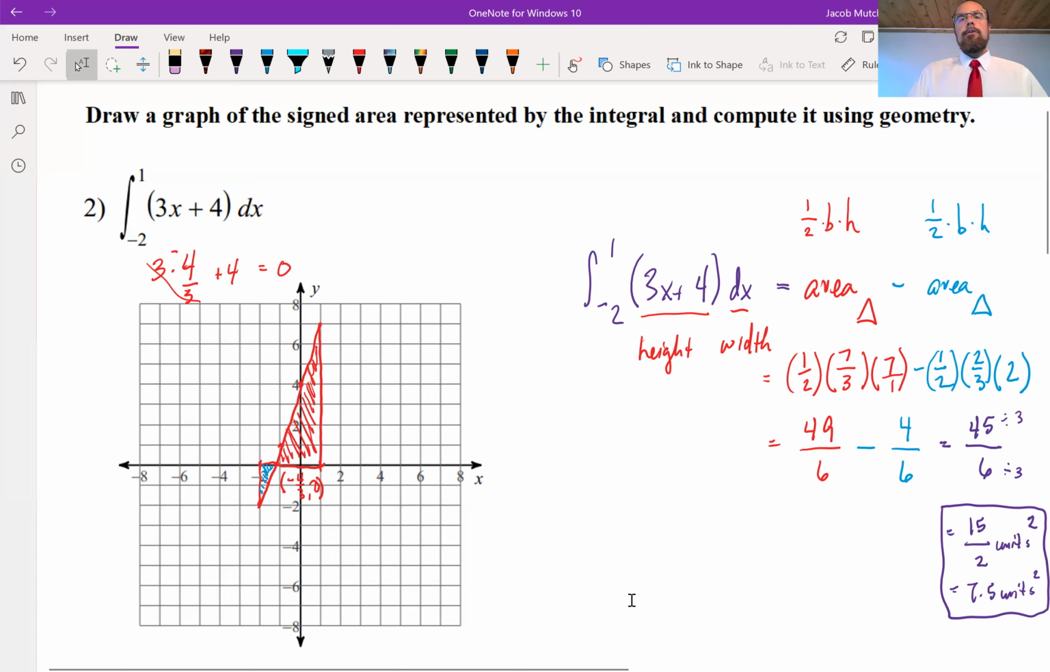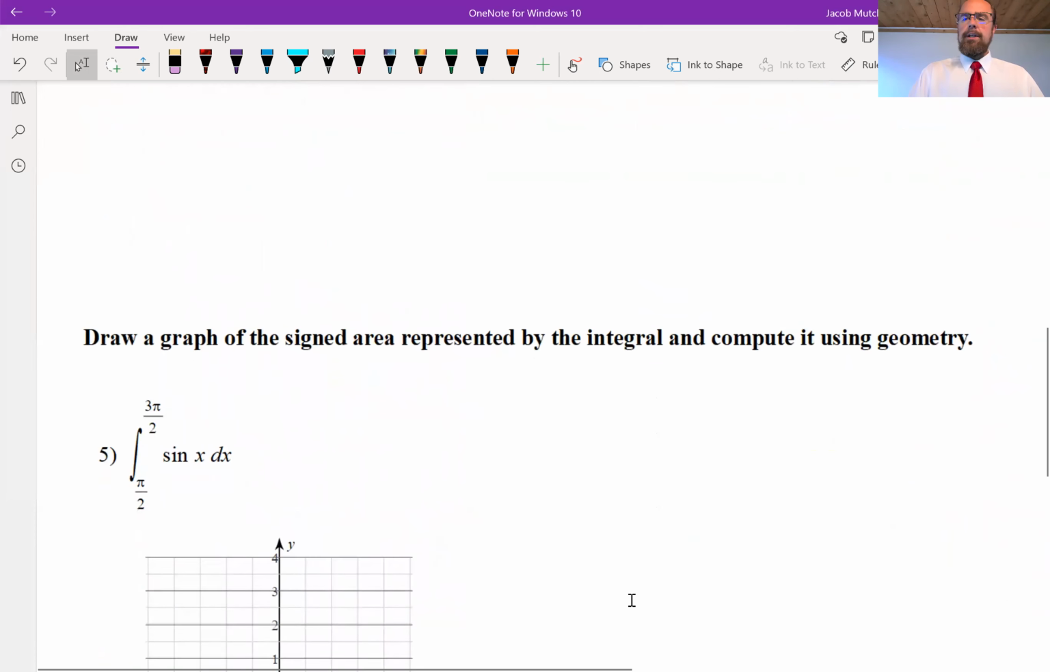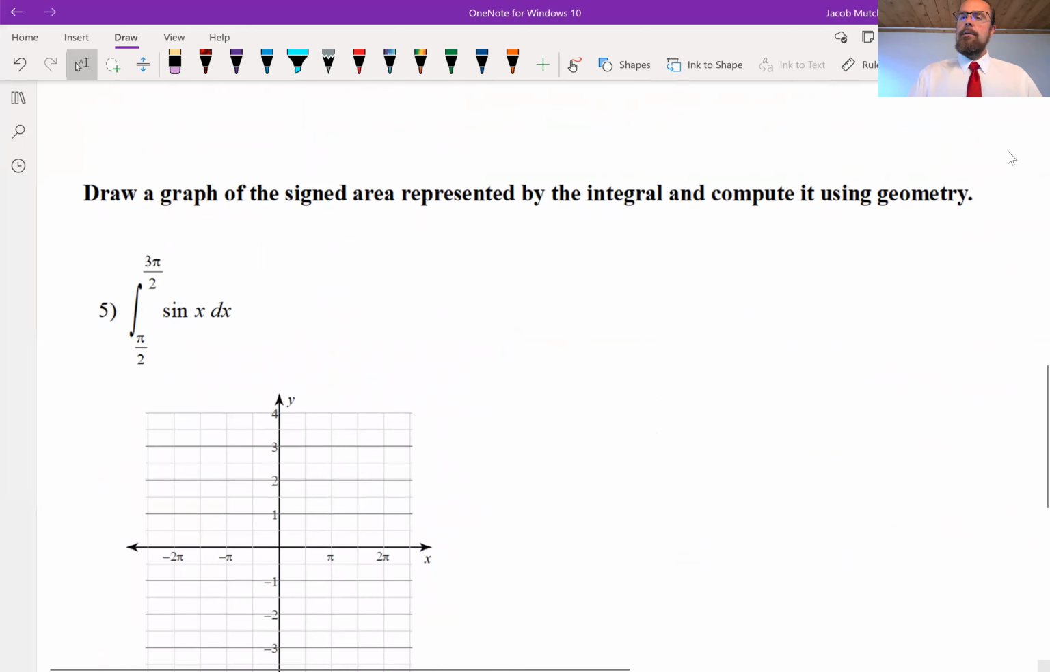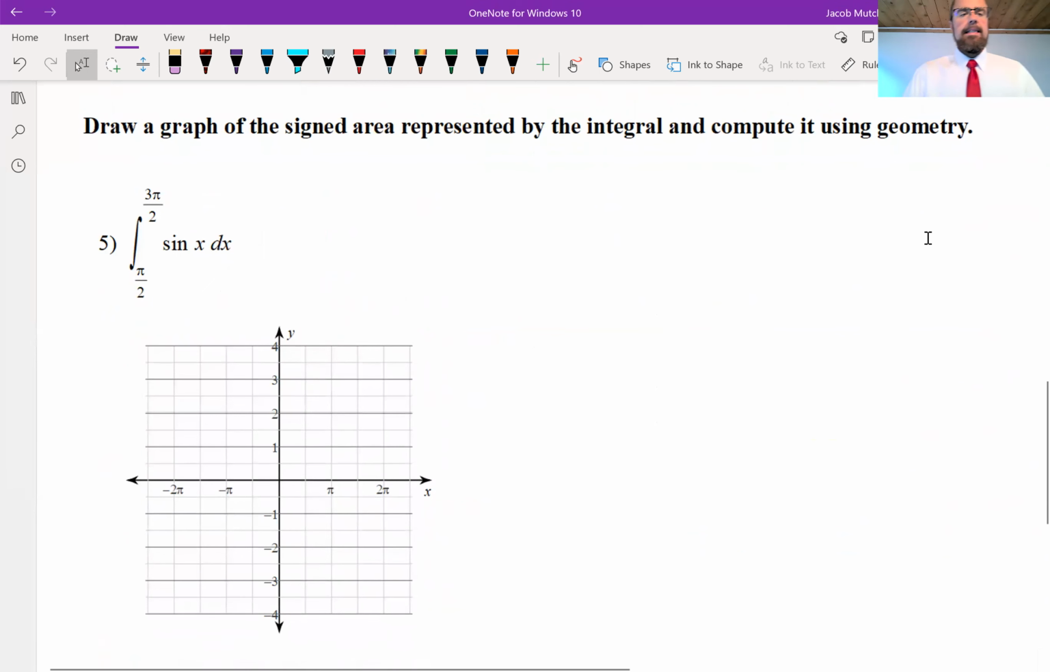So that's a function that's given to us that's linear. And linear functions often give us triangular regions to calculate area between the line and the x-axis. But let's take a look at an example that involves a non-linear function. So here we're considering the integral from pi over 2 to 3 pi over 2 of sine of x dx.